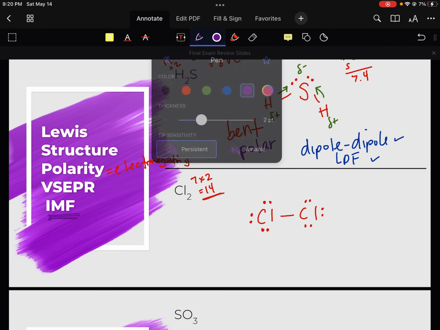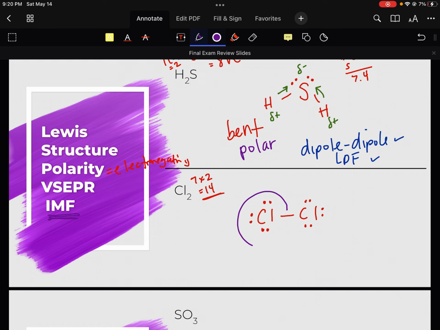One way to think about it is like a circle. If I draw a circle there, that means it has 2, 4, 6, 8. And if I draw a circle there, it also has 2, 4, 6, 8. So everybody has their 8.